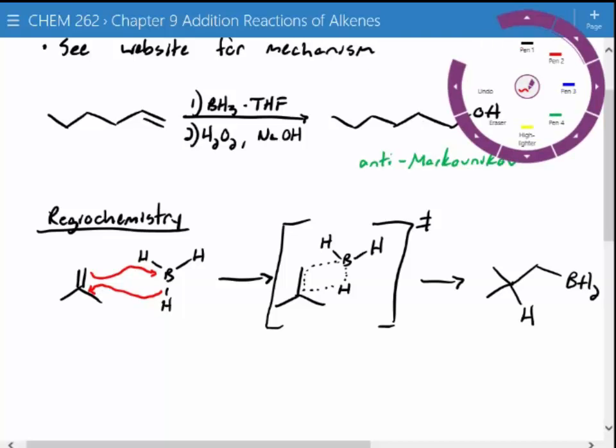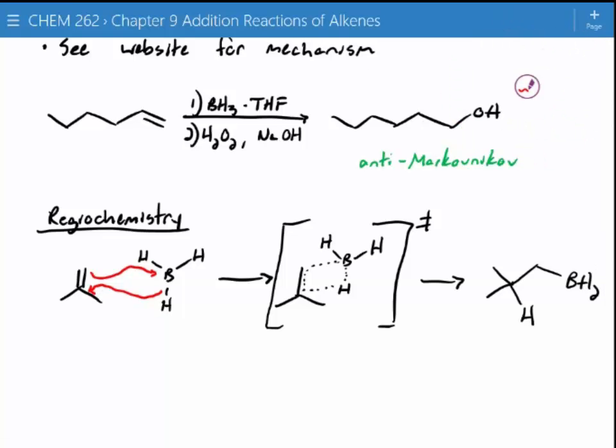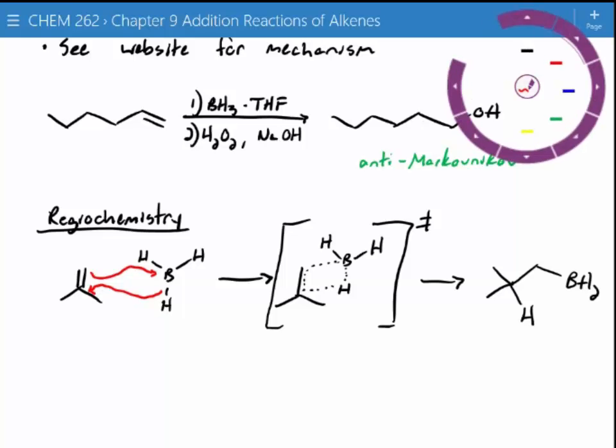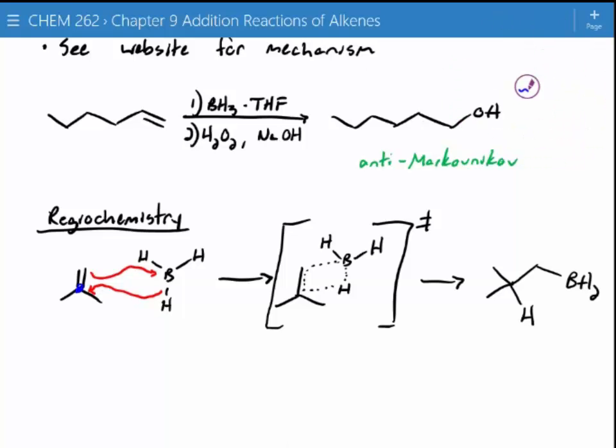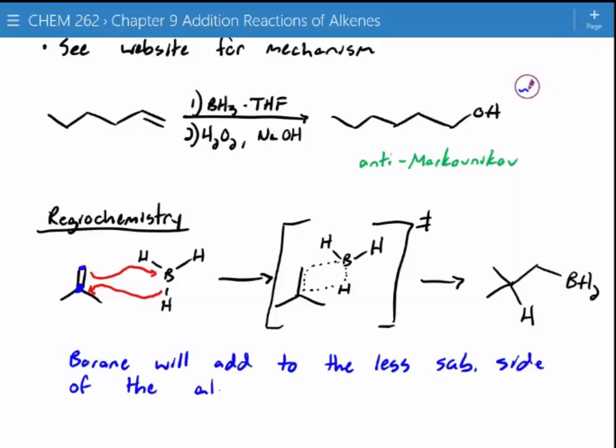Sorry, when you say less substituted, So if we look at this alkene, we've got two different spots on it. We've got the more substituted side on the bottom, and then we've got the less substituted side on the top. That's a good question. So in this case, the borane will add to the less substituted side of the alkene due to sterics.